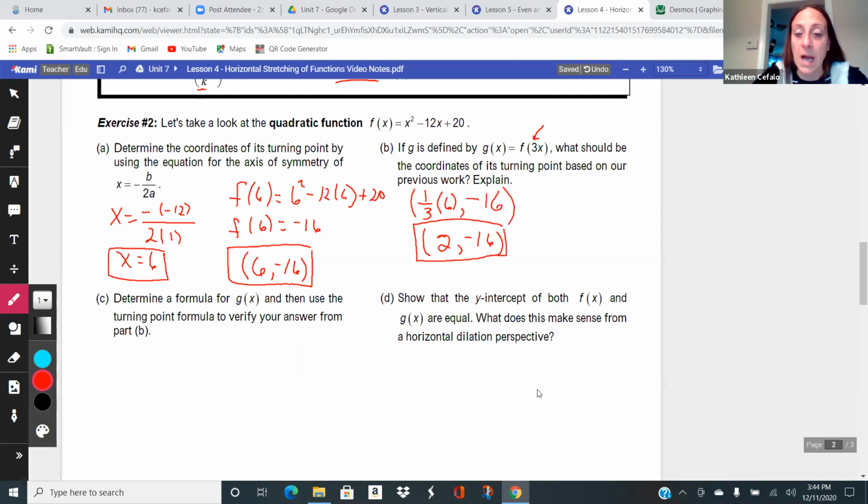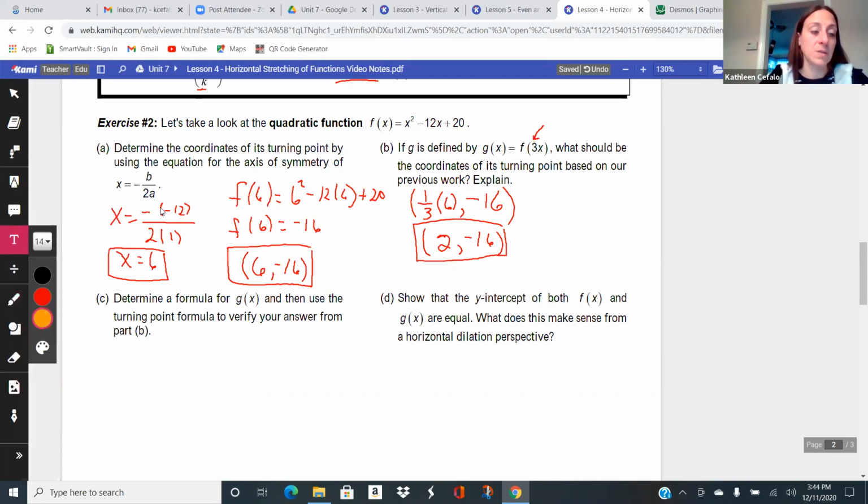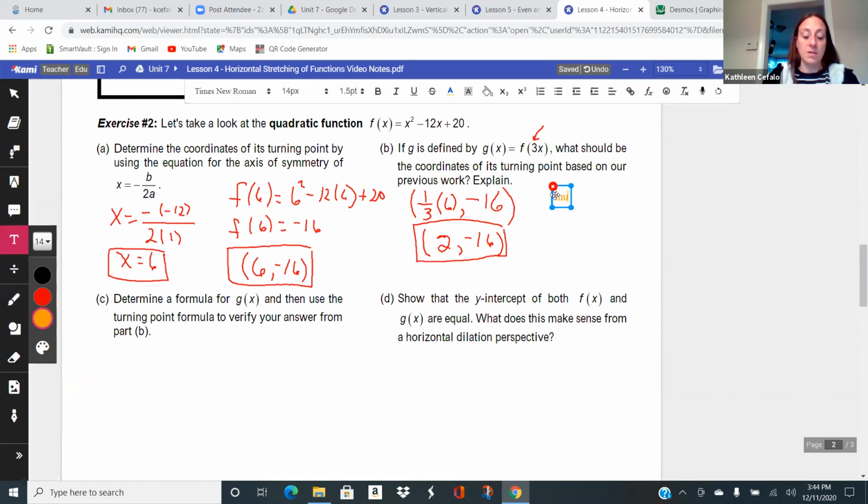Based on our work, I know it's going to be a transformation that's kind of opposite of what I'm thinking. So I need to think multiply by the reciprocal. That might be something you want to tell yourself, multiply by the reciprocal. In fact, I'm going to type that down so that we don't forget this. Multiply by the reciprocal.